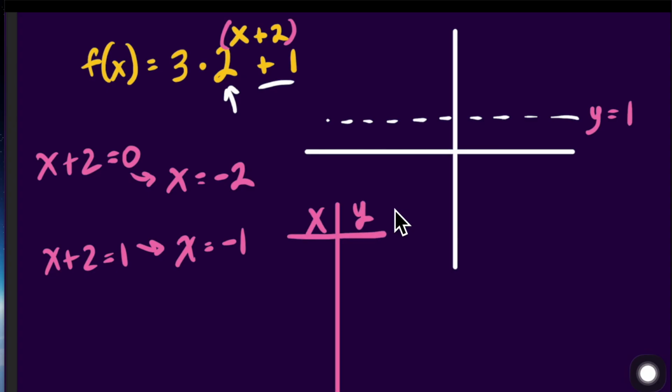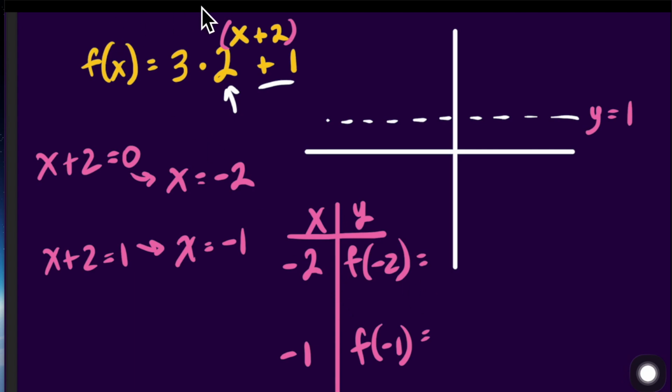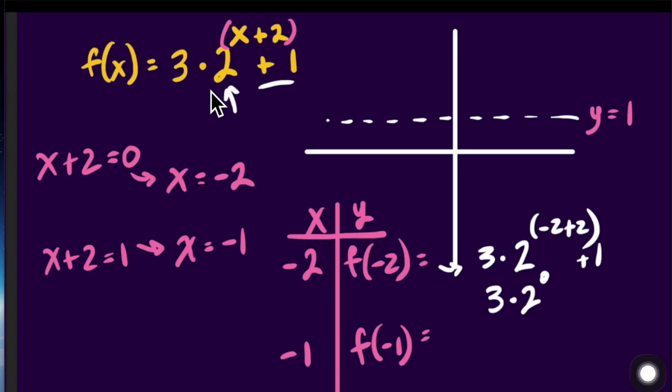We're going to put our newfound x values here, and then we're going to do f of each of these values to get our y value. Okay, so we're simply going to take these x values and plug them into our function. First, we're going to have 3 times 2 to the negative 2 plus 2, plus 1. That's going to be 3 times 2 to the 0 plus 1. Anything to the 0 power is 1. Therefore, we're going to have 3 times 1 is 3, plus 1 is 4.